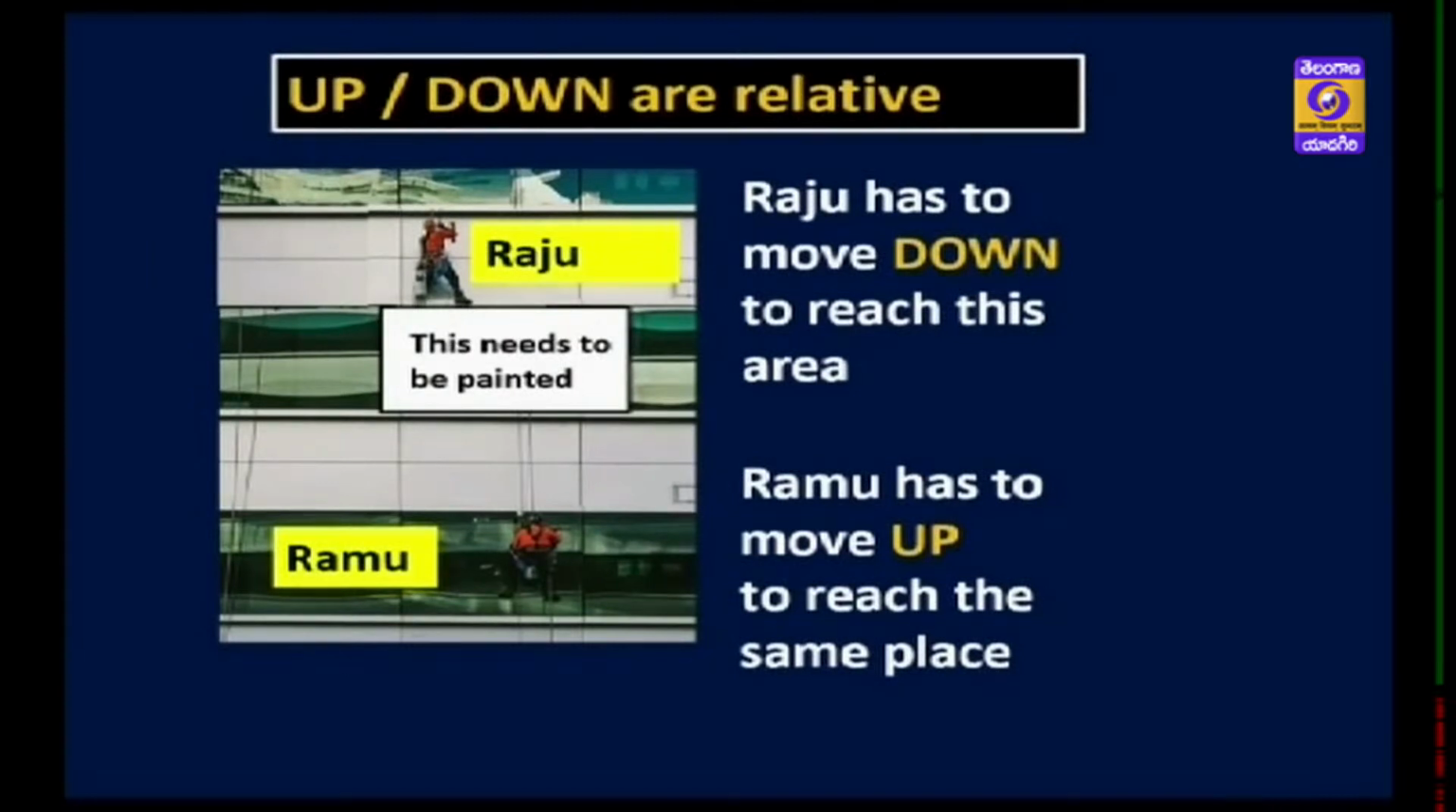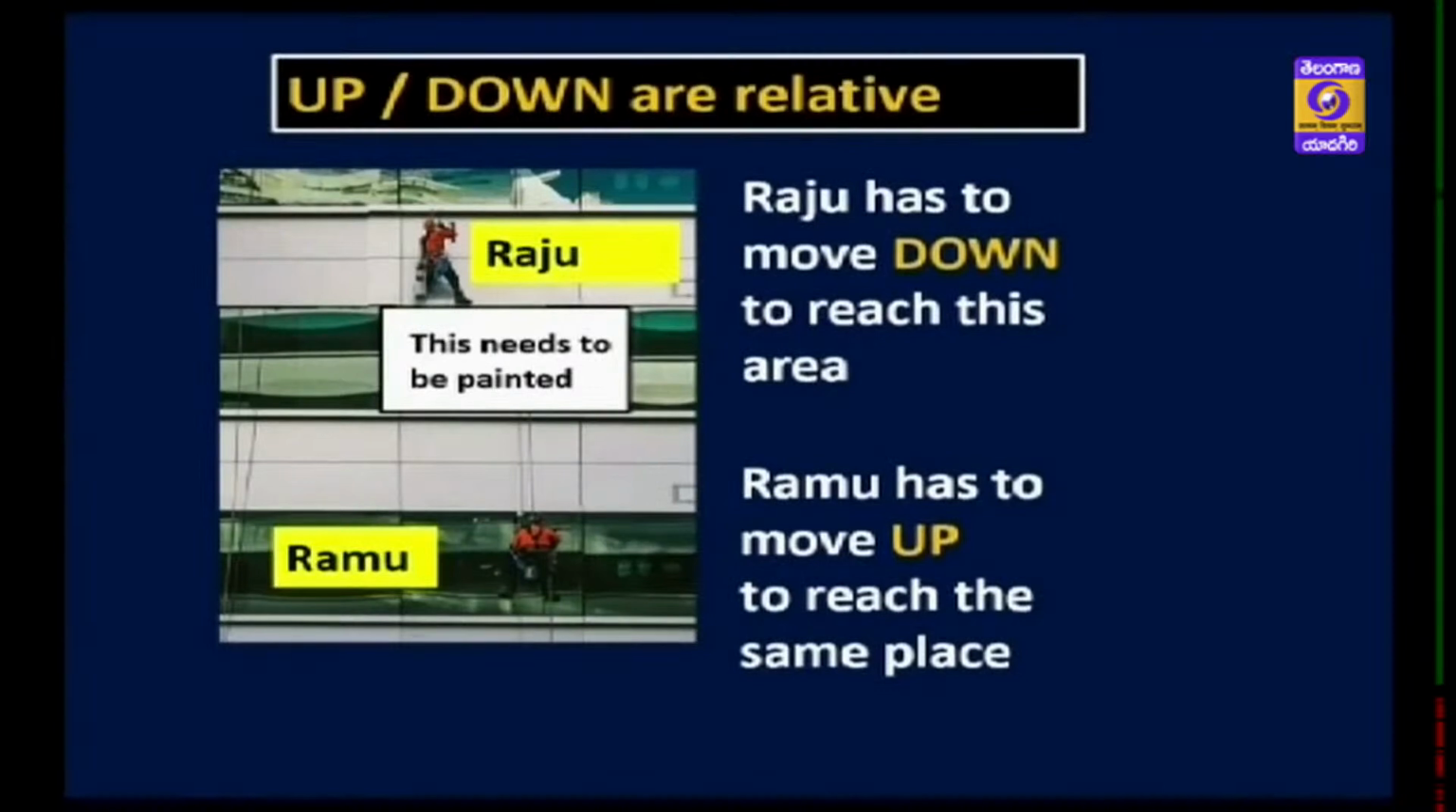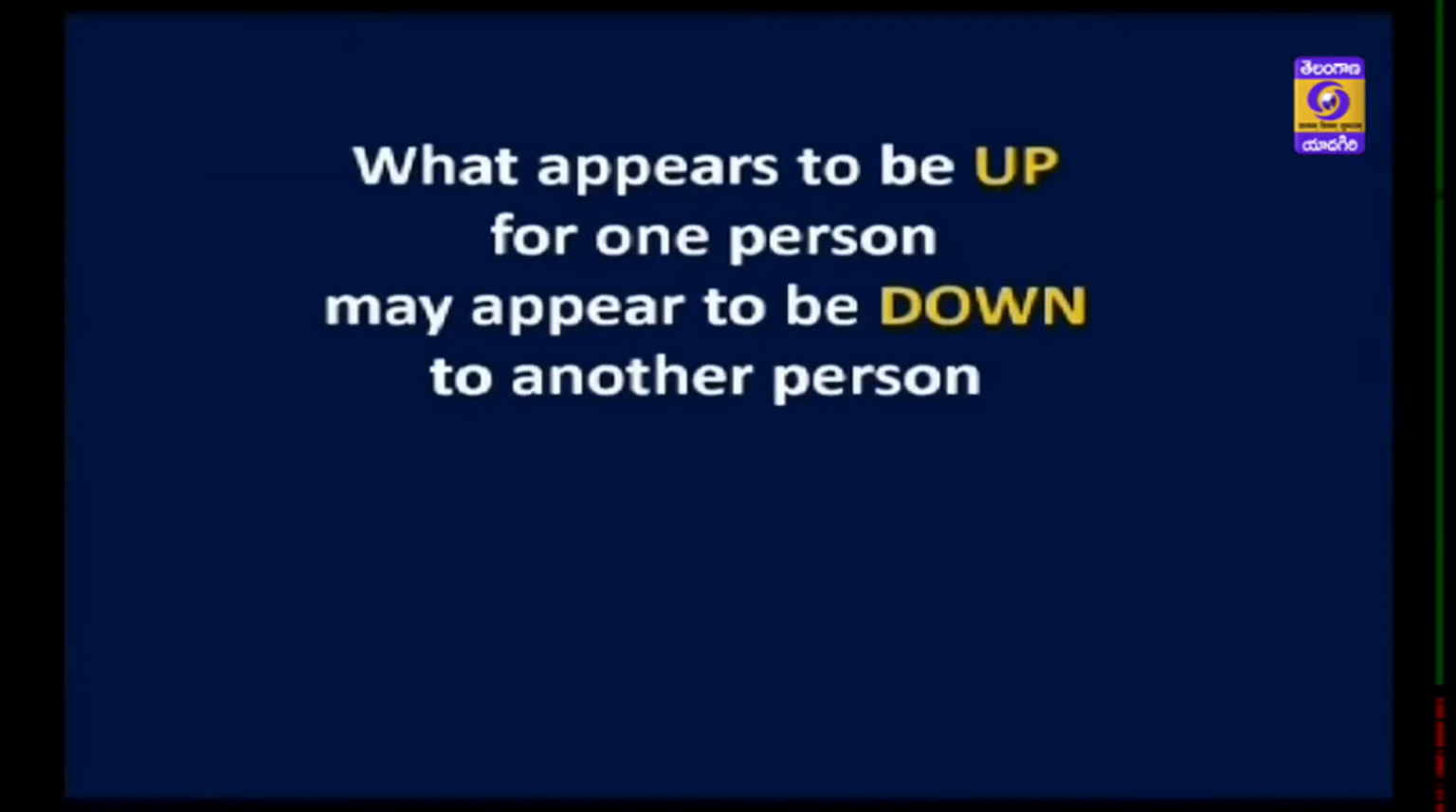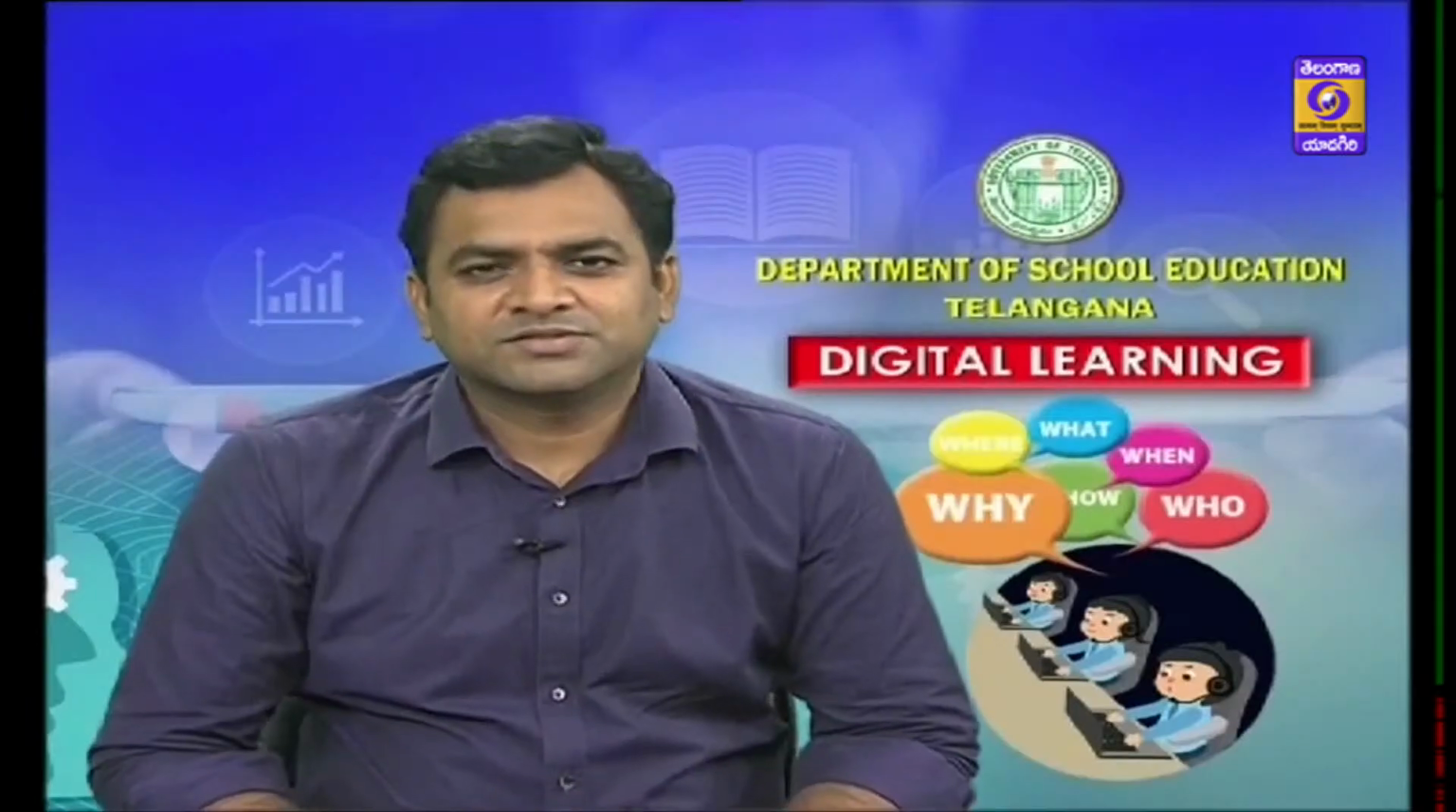Here is another example. Here are 2 people who are painting a building, and there is a place where paint has to be done. Mr. Raju has to move down to reach the place to be painted, while Mr. Ramu has to move up to reach the same place to be painted. So one person has to move up, the other person has to move down. So up and down are relative. What appears to be up for one person may appear to be down for another person. So, up and down are relative.